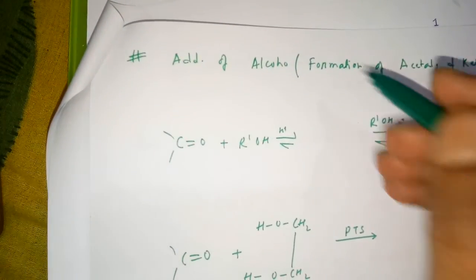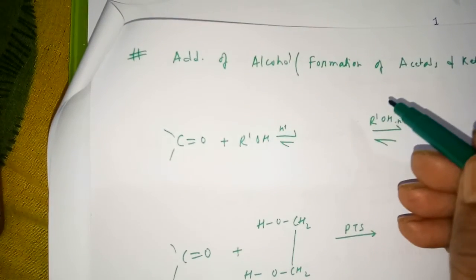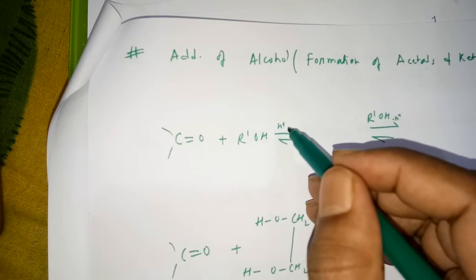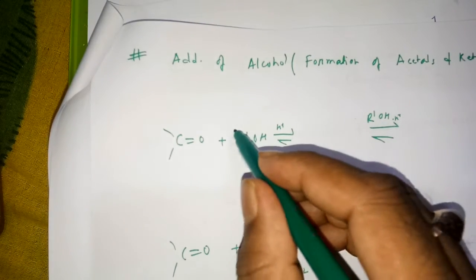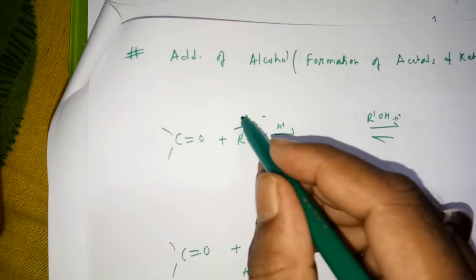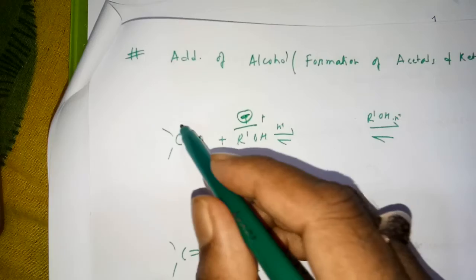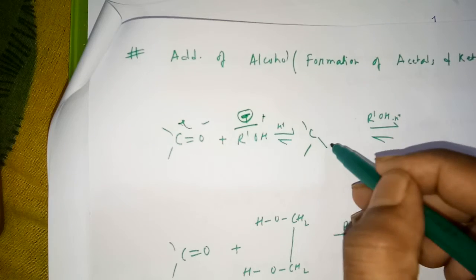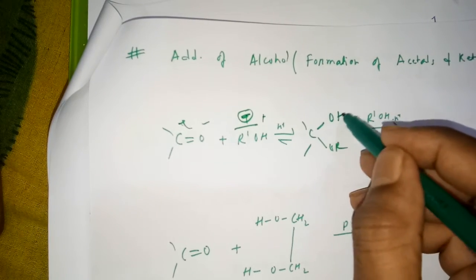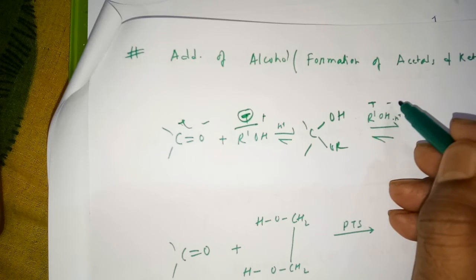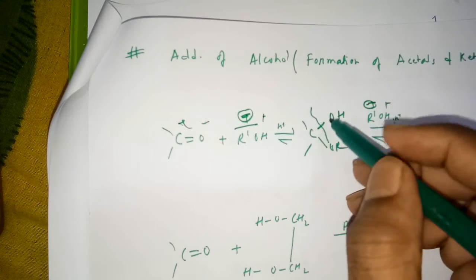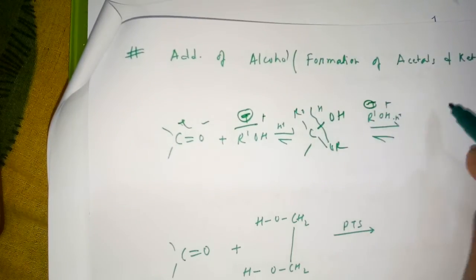Next one is addition of alcohol, formation of acetals and ketals. If I add alcohol to this one in the presence of H positive, remember this part of the alcohol is negative and this part is positive. You add the respective plus and minus to that one, so OR comes to that one, and this is hydrogen. Again this part is positive, this part negative, the OR is negative. If you do hydrolysis, hydrogen goes there and OR comes here.